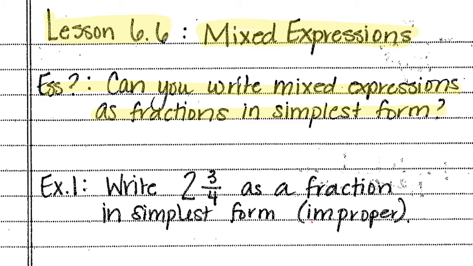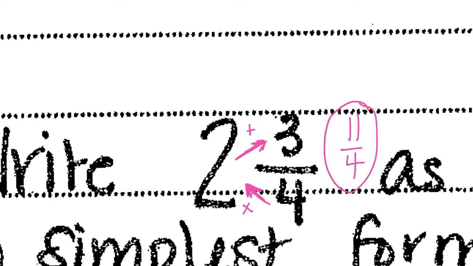And I'm just writing a little list here. Remember, we're writing a proper fraction. So how to do that is we take 4 and we multiply up and add up. So 4 times 2 is 8. 8 plus 3 is 11. And we're going to keep that denominator. So we know 2 and 3/4 is the same thing as 11 over 4.